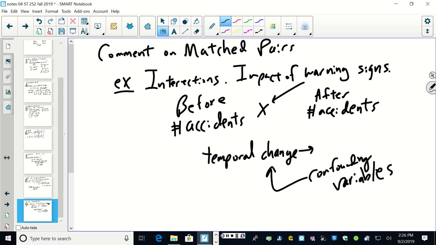And let me try to write confounding a little bit better. Confounding. So it affects both. It's some variable that affects the outcome, the number of accidents, and it also is different from before versus after.